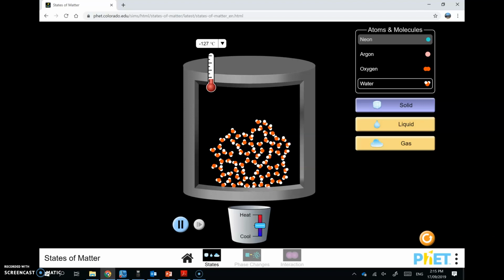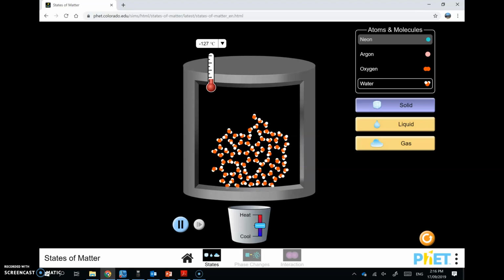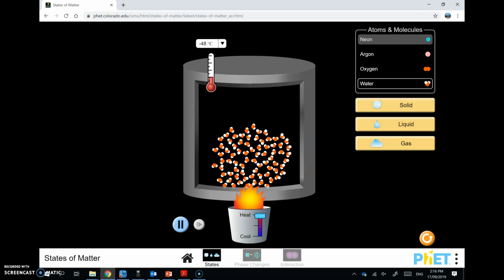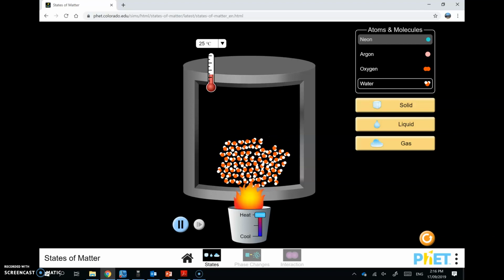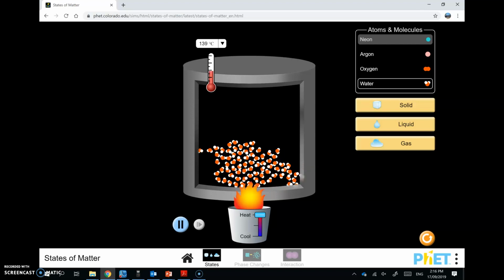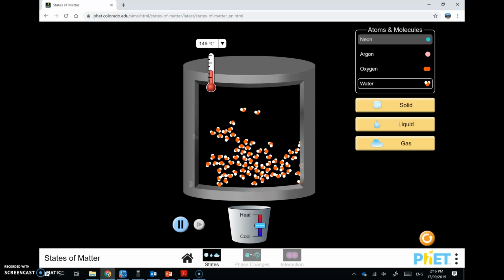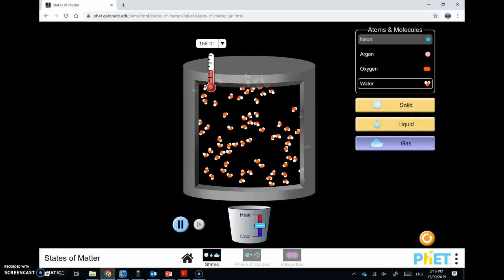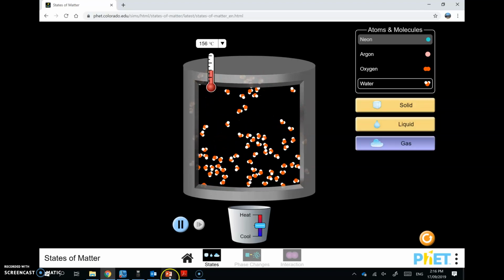Now the kinetic theory of matter says that these particles have energy, and if we add energy to this, they'll move further apart and vibrate more rapidly. So let's try that with the water. So we've added some heat, and we can see those particles moving more rapidly and starting to move apart from one another more so. Eventually they'll reach the liquid phase, and then the gas phase. So let's take some notes on that.